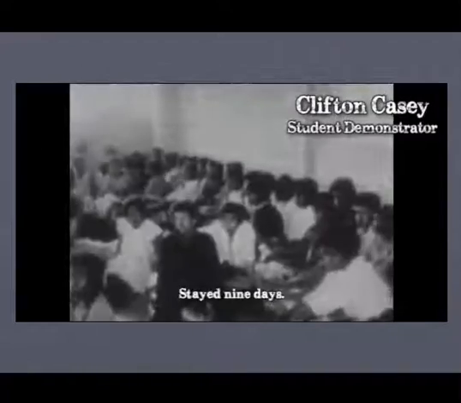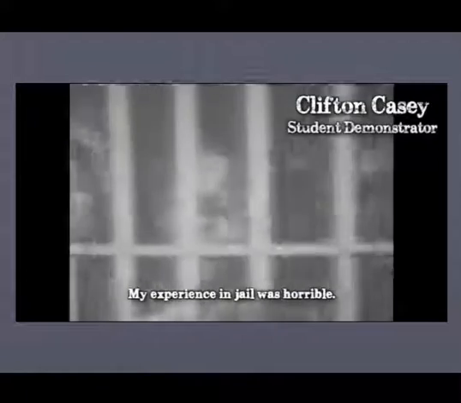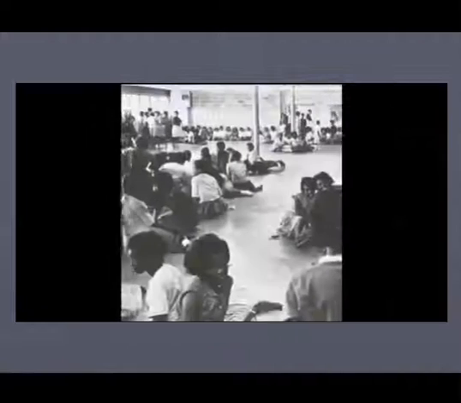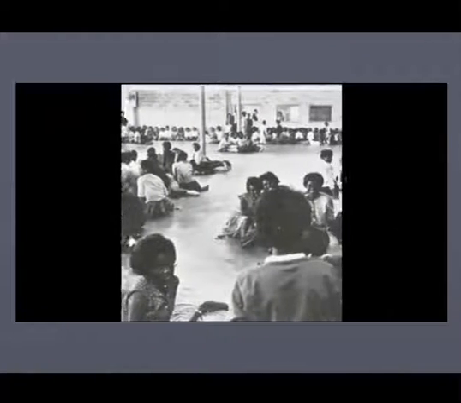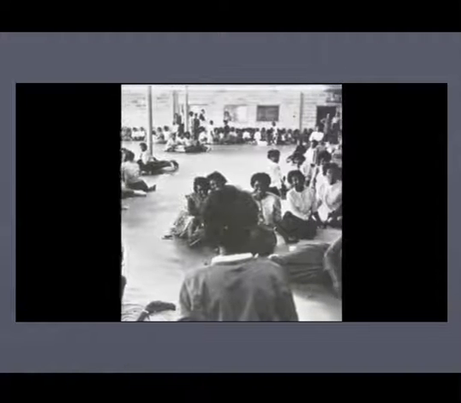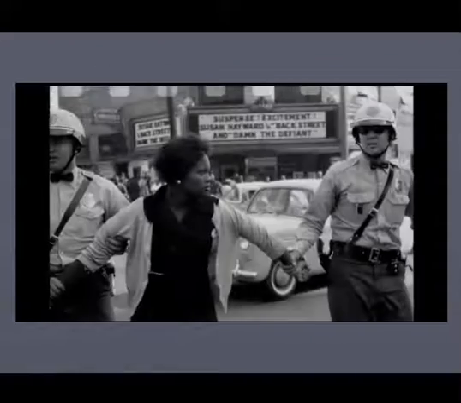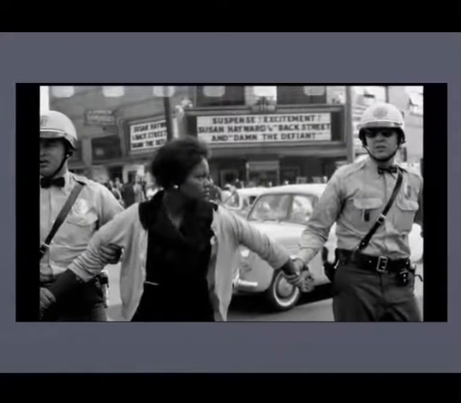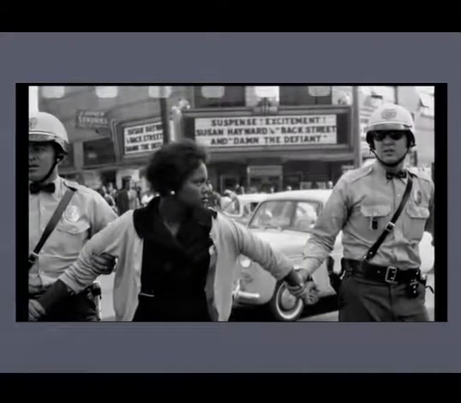"Went to jail 9 days. My experience in jail was horrible." Cells meant for 50 now held as many as 300 children. Officers beat bodies back from the door with a chain in order to open it far enough to admit more prisoners. While D-Day had yielded many arrests, the events of the day were fairly non-violent. That would not be true of Double D-Day.